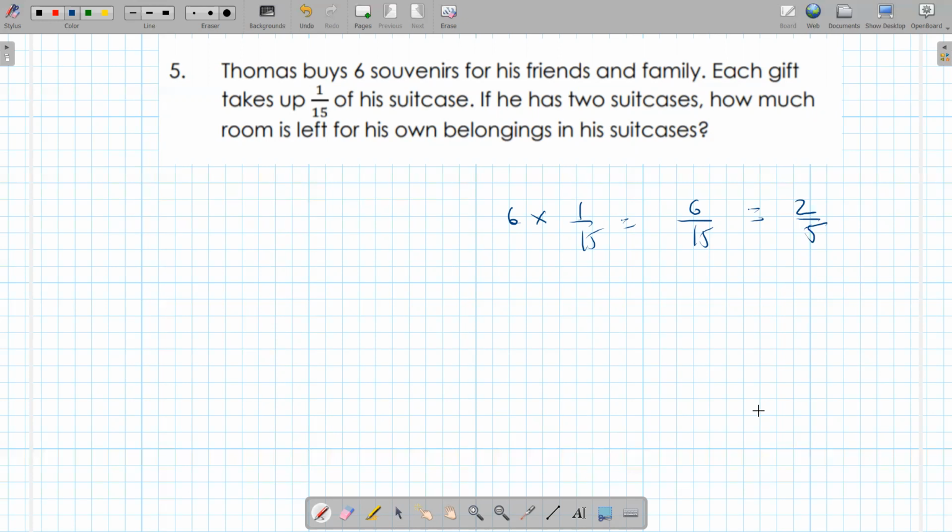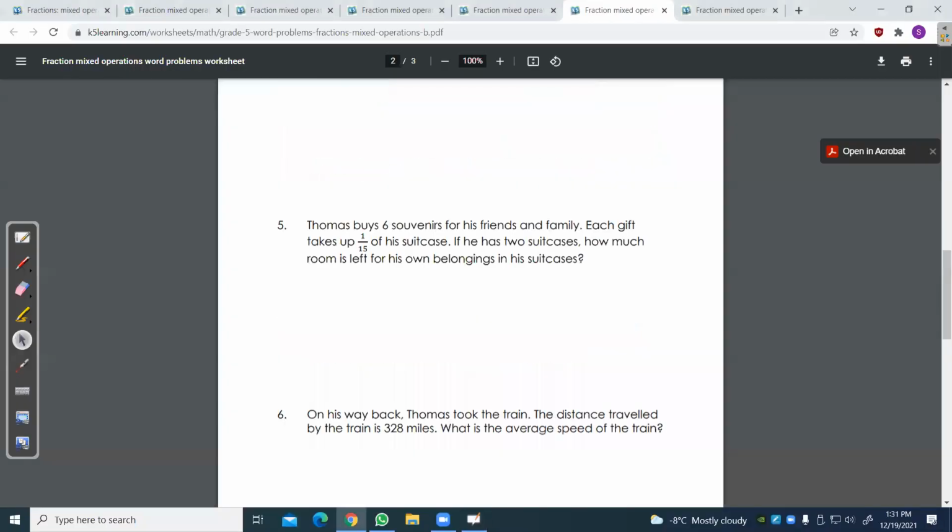So what's 2 minus 2/5, right? Again, the common denominator is 5, so we need to multiply this by 5 on the bottom. On the top, I get 10 minus 2, 8/5, which is 1 and 3/5. So that's how much space he has left? Yes. And that's the final answer.